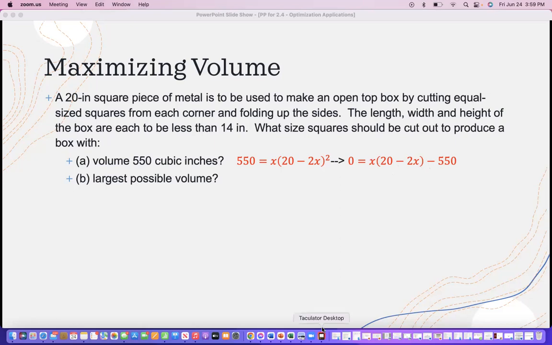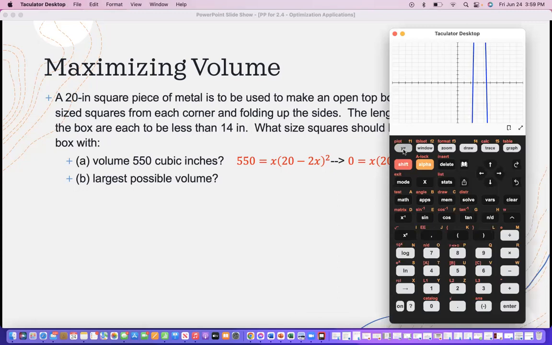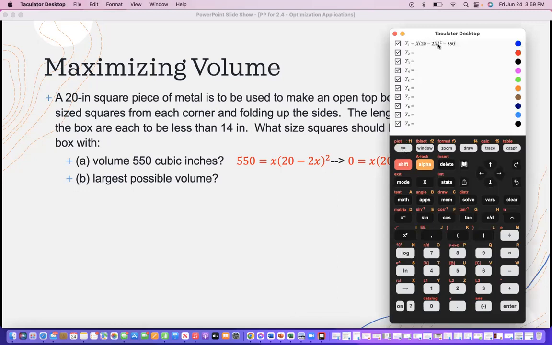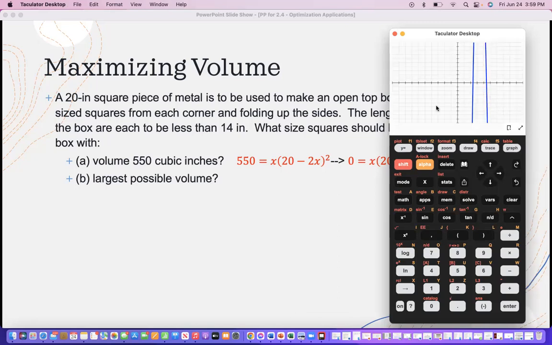All right, so putting this into our calculator, x times 20 minus 2x squared minus 550. I hit the graph, and I'm in a standard window here. If I want to see the whole thing, I need to increase my height a little bit. So I need to go to my Y maximums. Let's take it up to maybe 250 and see what I get with that. Okay, I went way higher than I needed to. That's okay. I can readjust that.